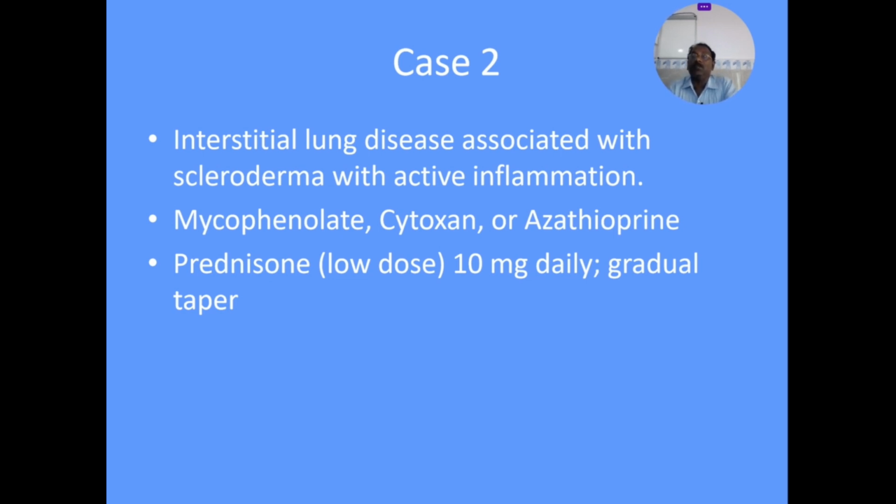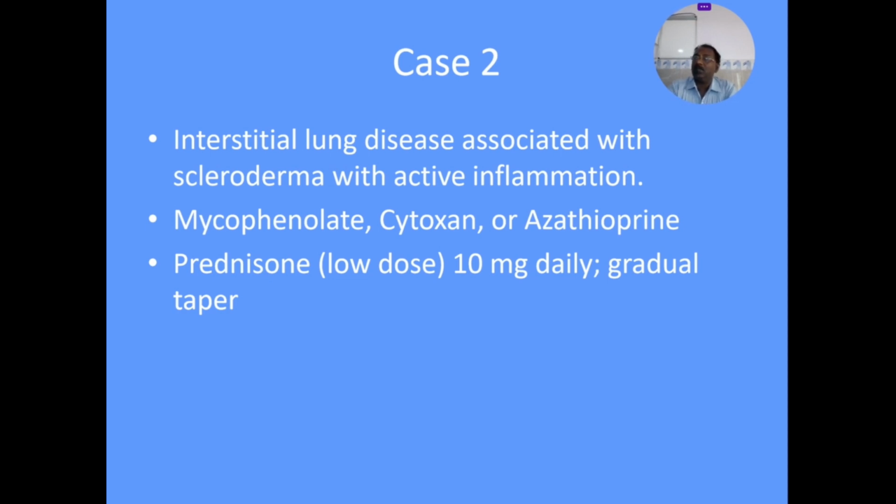So active inflammation. Left untreated, what will happen? The patients will have more morbidity and mortality. So what treatment should be given in active inflammation? Only steroid sufficient? Steroid plus? Excellent. Steroid plus immunosuppressives like mycophenolate mofetil, azathioprine or cyclophosphamide. These are very important. That is how you should clinch the diagnosis and know what treatment you are supposed to start: mycophenolate, cytoxan, azathioprine, with prednisolone 10 milligrams daily, and gradually taper it.